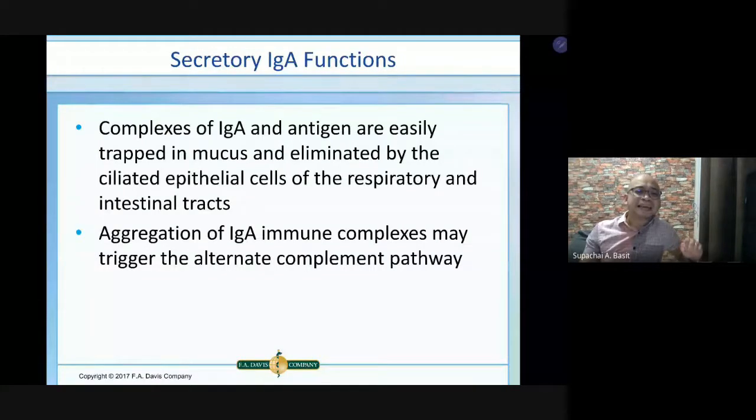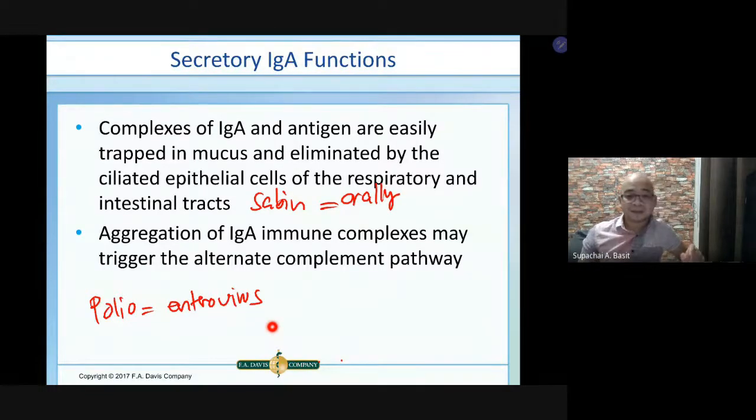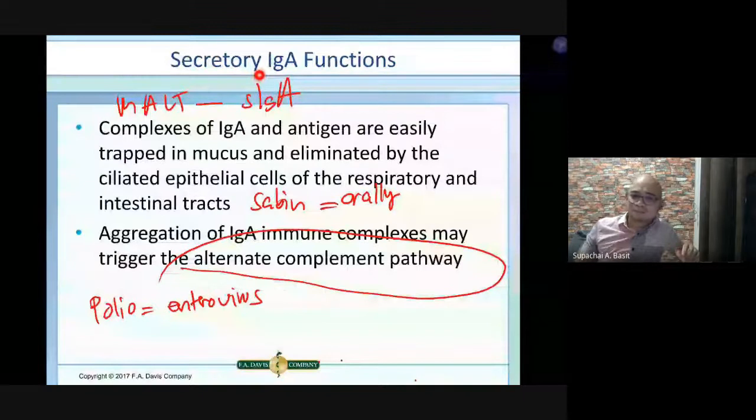So complexes of IgA and antigen are easily trapped in mucus and eliminated by ciliated epithelial cells of the respiratory and intestinal tract. So that is also one of the reasons why a vaccine such as the Sabin vaccine is given orally, because poliovirus is an example of an enterovirus. They are in the intestine. So if a child receives the vaccine orally, the antigen will stimulate the Peyer's patches, the mucosa-associated lymphoid tissue, to produce secretory IgA. And aggregation of immune complex may further also trigger the alternate complement pathway. We will be discussing complement before quiz number 2. Okay, so that is secretory IgA.